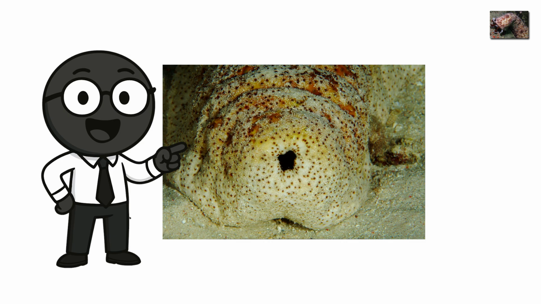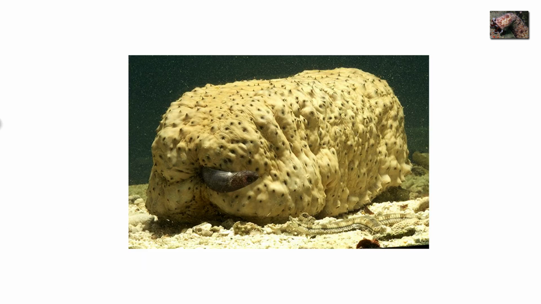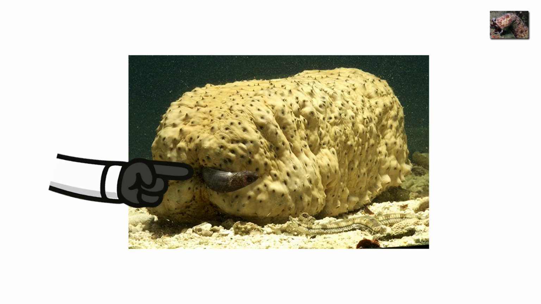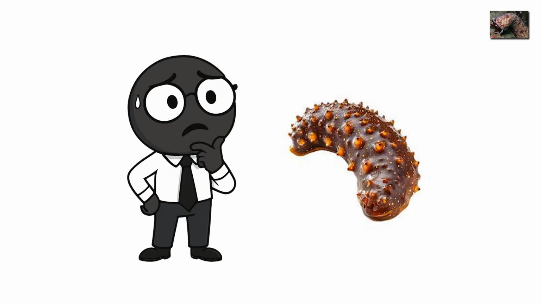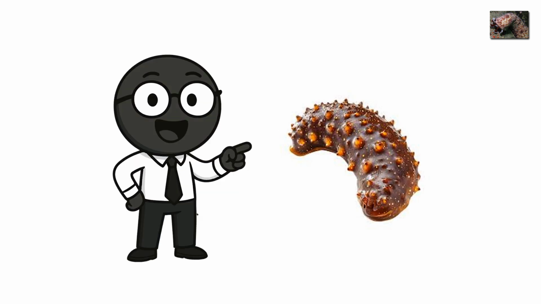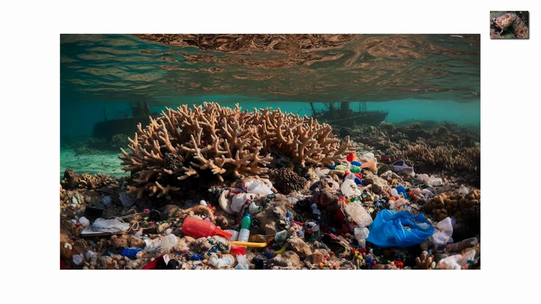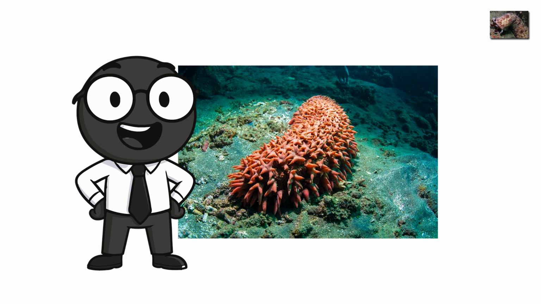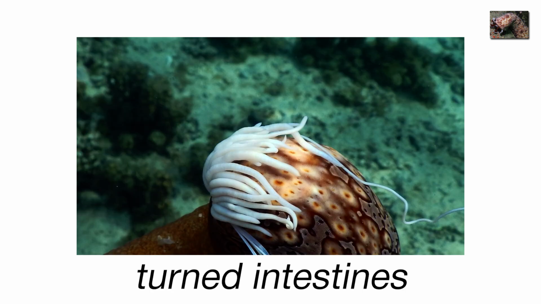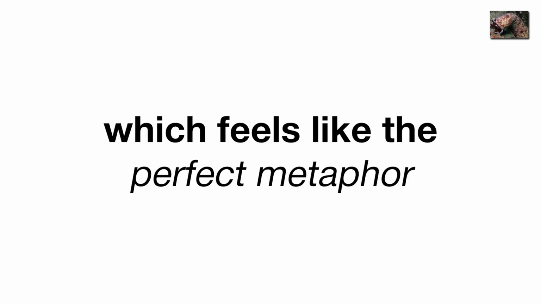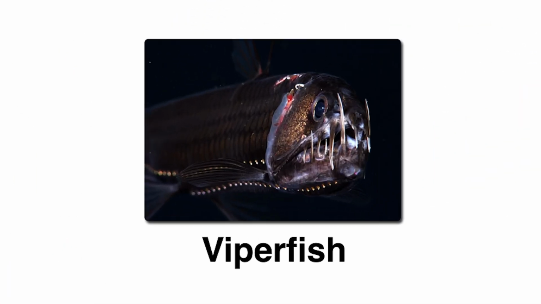They breathe through their anus, and some species even let tiny fish live inside their rectum for protection. Yes, really. Despite their weirdness, sea cucumbers play a critical role in recycling ocean nutrients. Without them, much of the seafloor would suffocate in waste. They might look harmless, but they've turned intestines into weapons, which feels like the perfect metaphor for life in the deep sea. Viperfish, the jaws of the abyss.